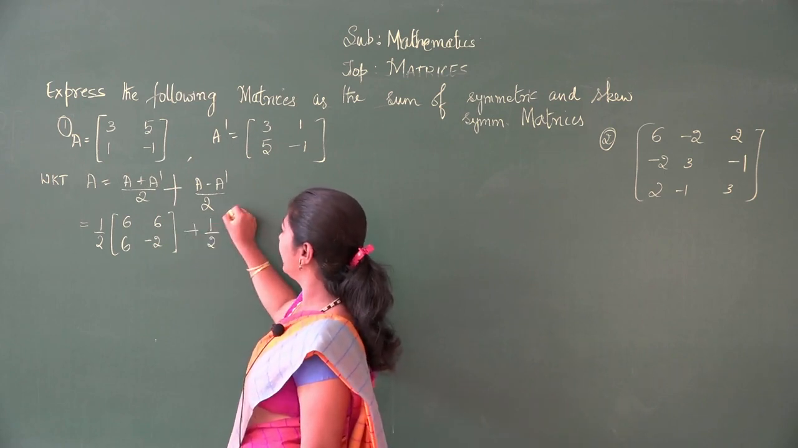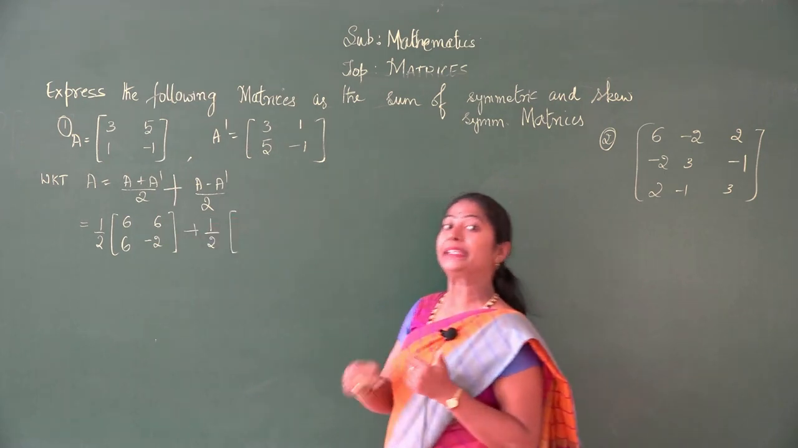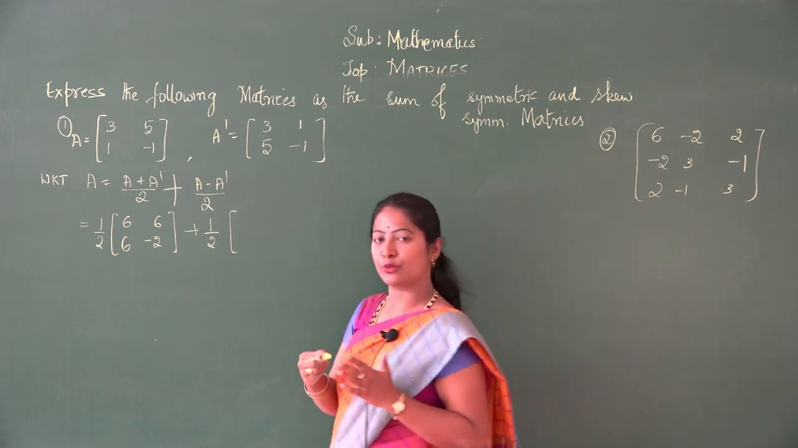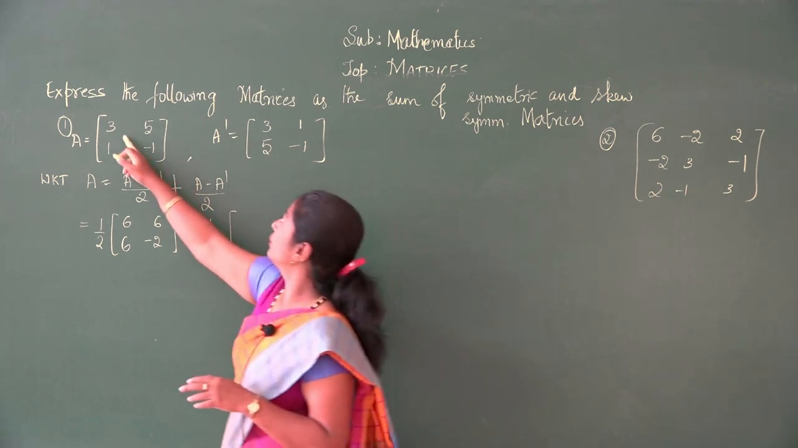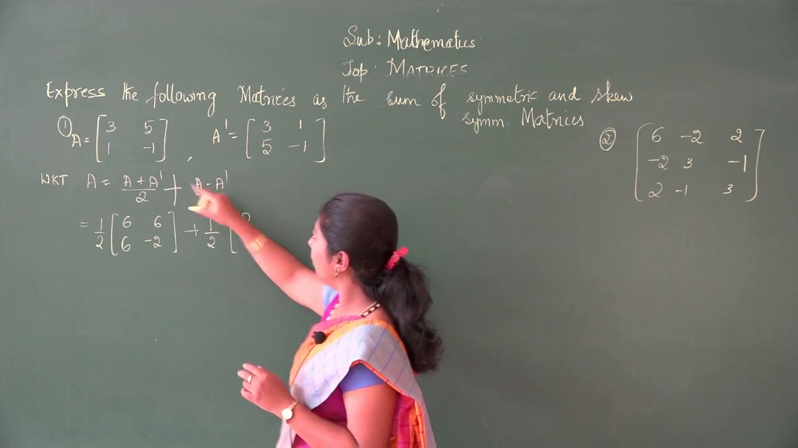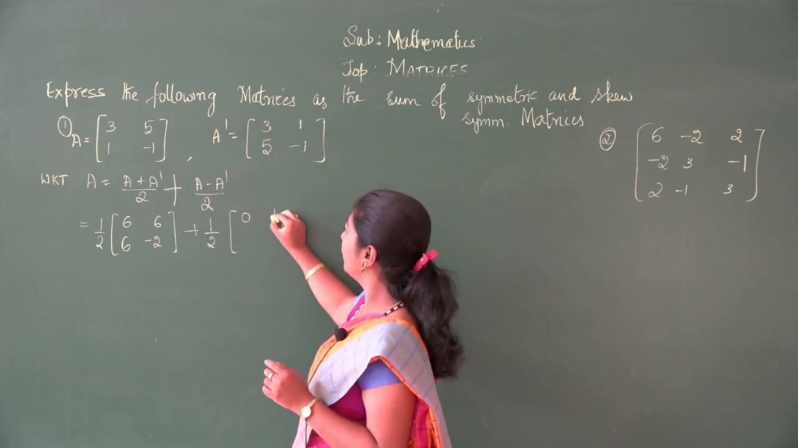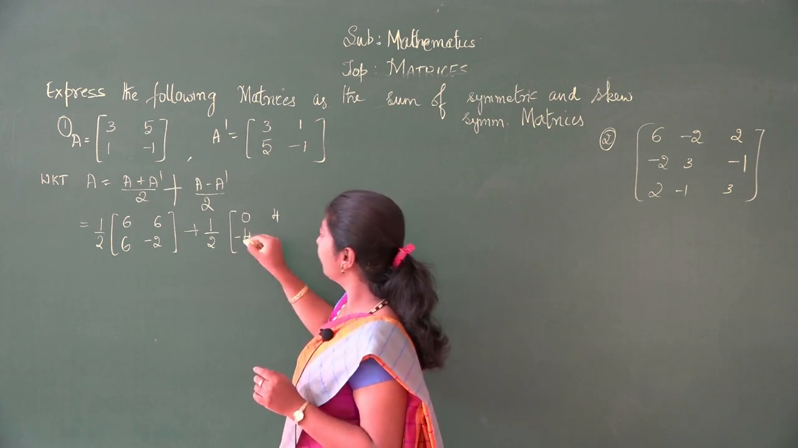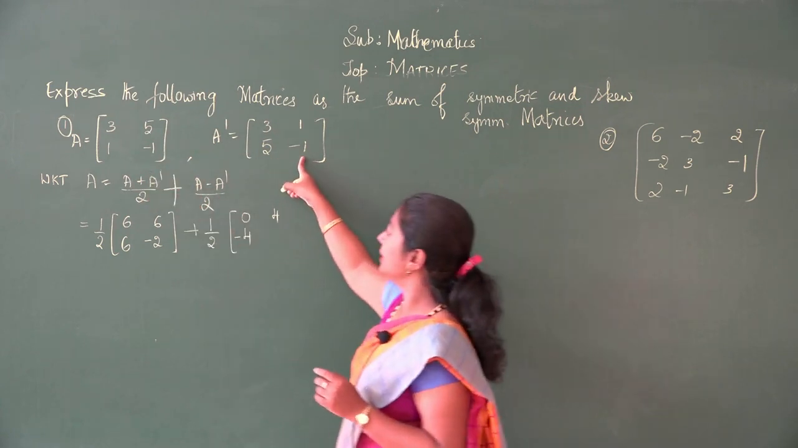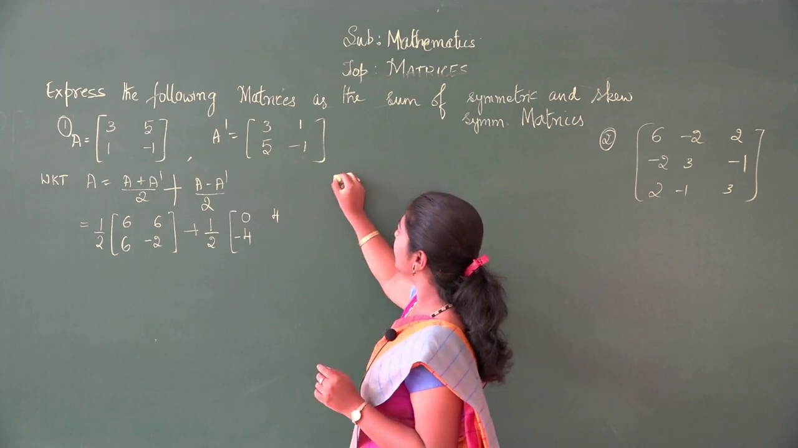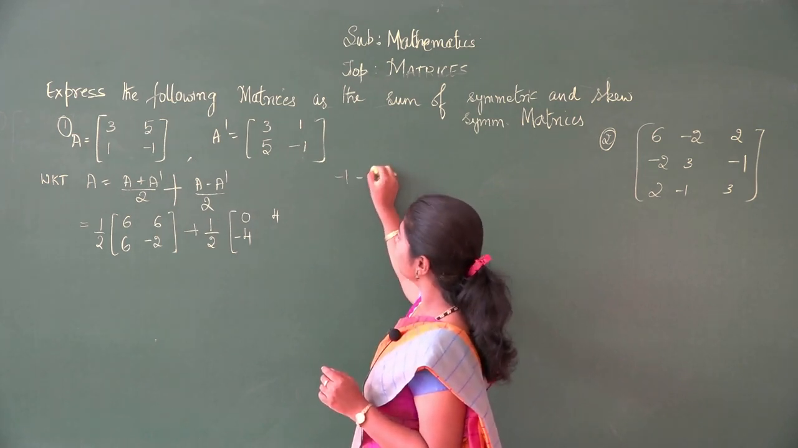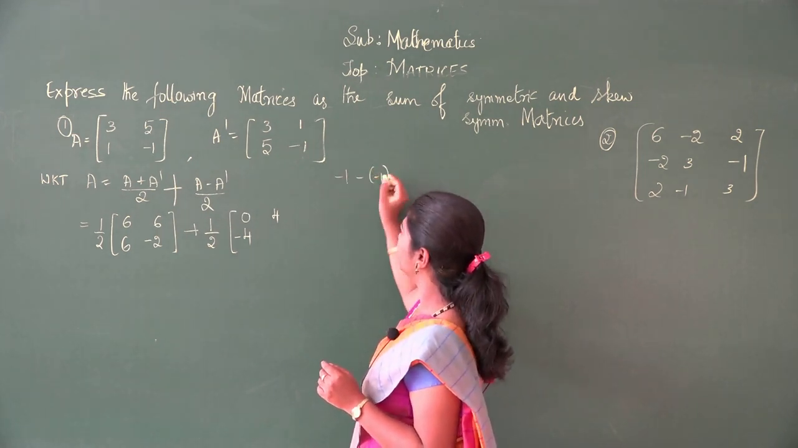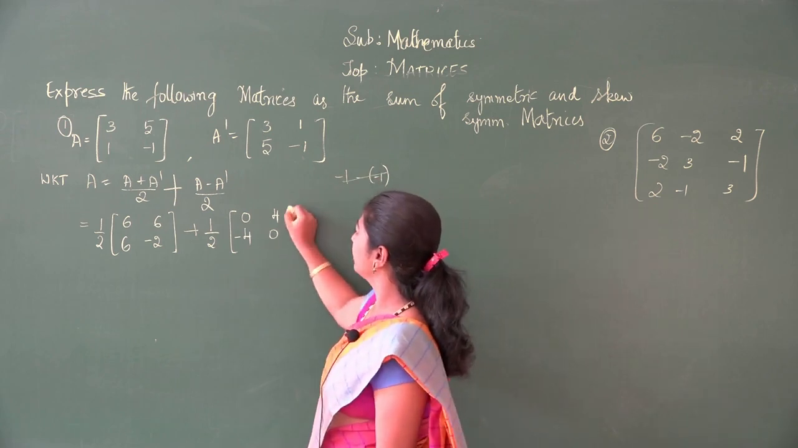Similarly, half you can take out. What is A minus A dash? Corresponding elements have to be subtracted now. 3 minus 3, 0. 5 minus 1, 4. 1 minus 5, minus 4. Minus 1 minus of minus 1, that is minus 1 plus 1, will be 0.